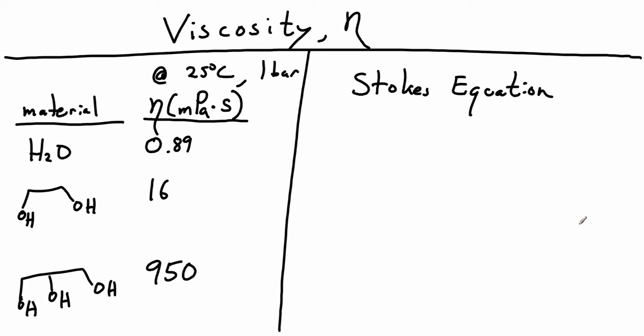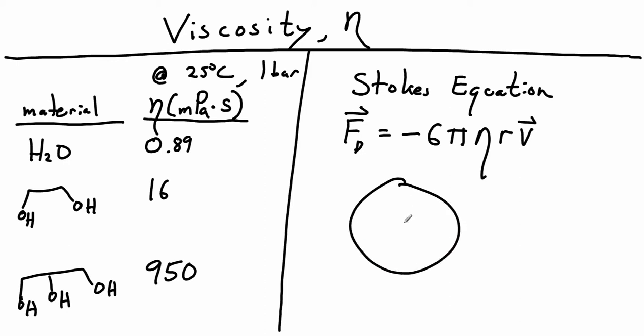If we're trying to move a spherical particle through a viscous liquid, we find that the force of drag is going to be proportional to the viscosity and also the speed at which we're dragging it through the liquid. So if we're moving to the right, we're going to have a drag force to the left. That's what the minus sign means. And this is for spherical particles of radius r.